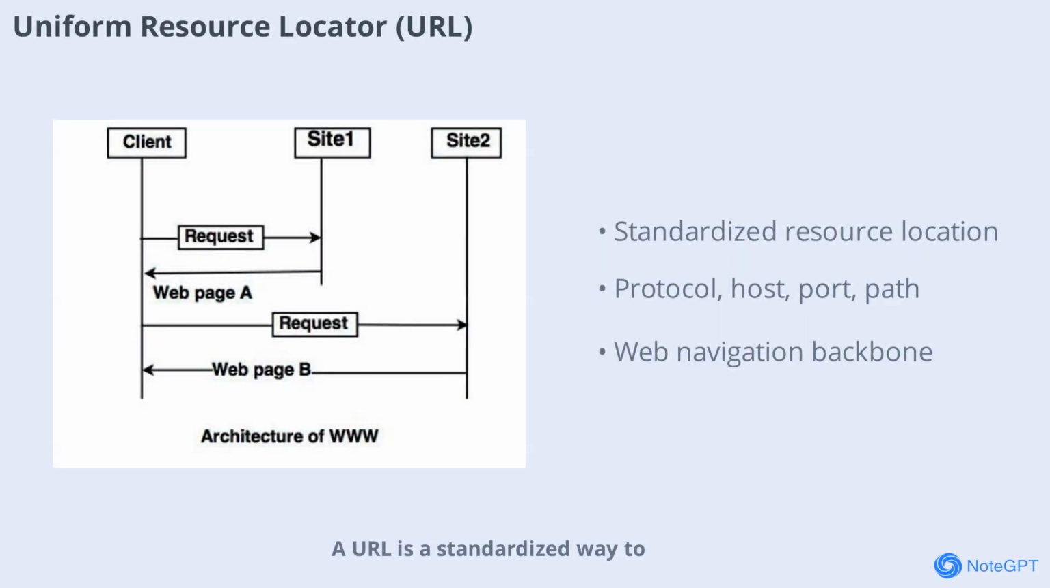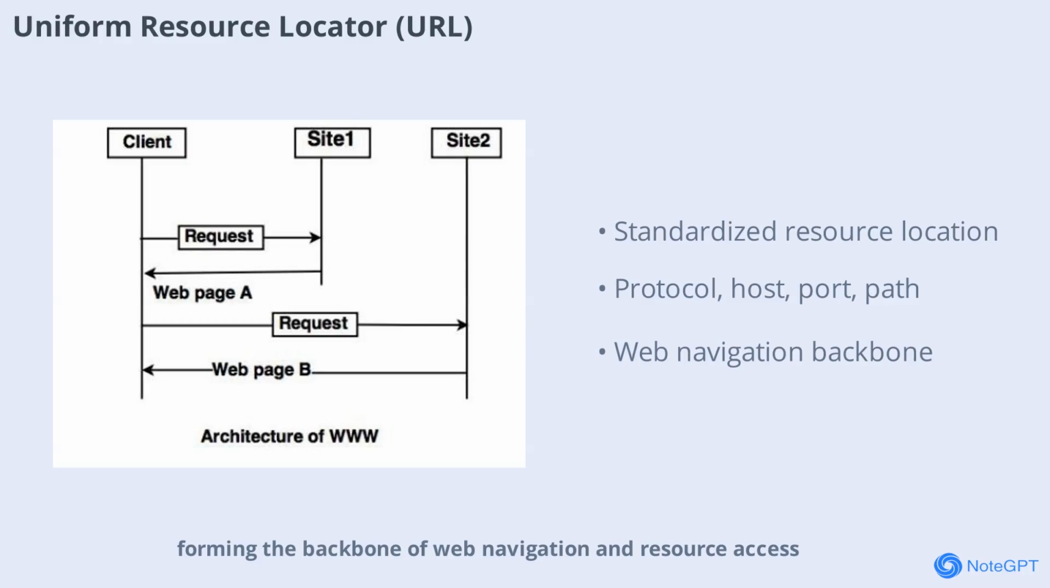A URL is a standardized way to specify the location of resources on the internet. It consists of 4 parts: protocol, such as HTTP or FTP, host computer, optional port number, and path to the resource. URLs enable browsers and other clients to locate and retrieve documents from servers, forming the backbone of web navigation and resource access.